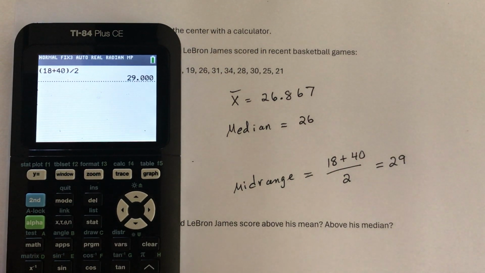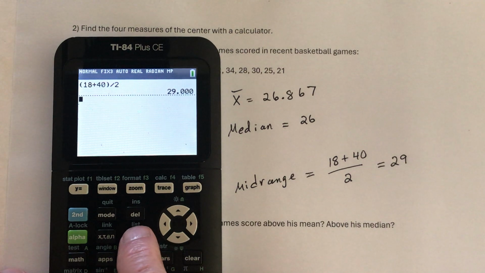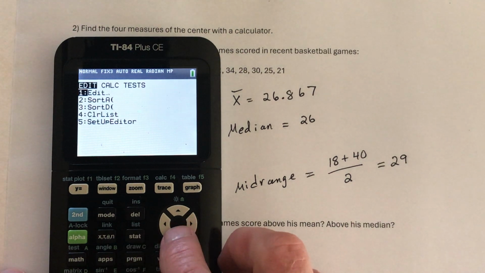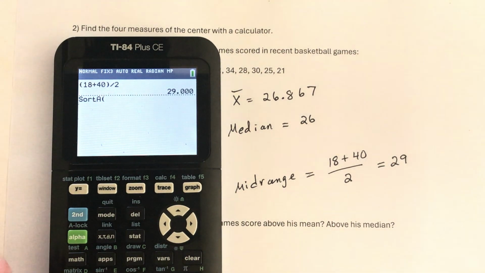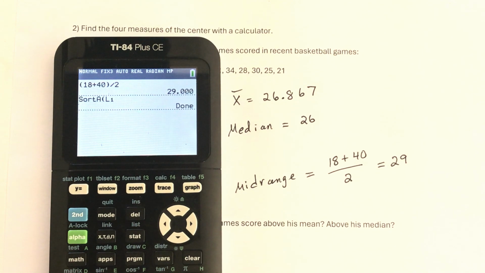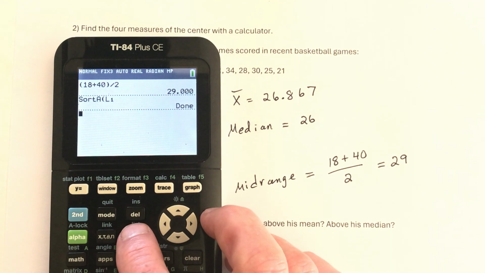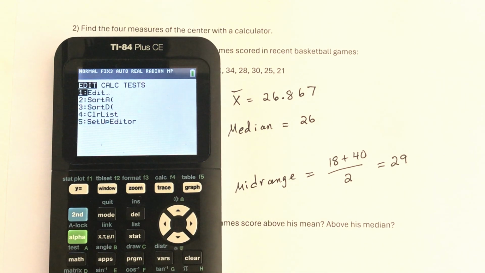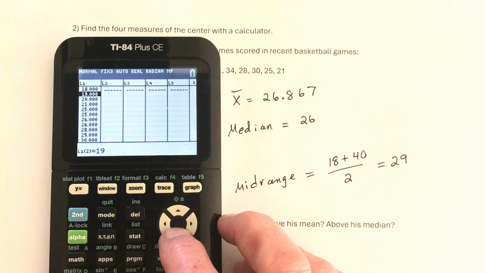And then finally, the mode means what's showing up the most. And what I'm going to do is just put the numbers in order. So go to Stat, and then choose number 2, Sort. And then put second L1. And now they're in order, and it'll be easier to see if there's repeats. So go back to Stat and choose number 1, and then look for any repeats. So I don't see any repeats yet.